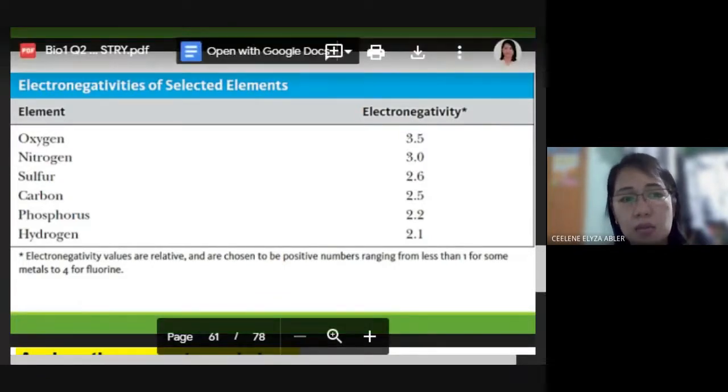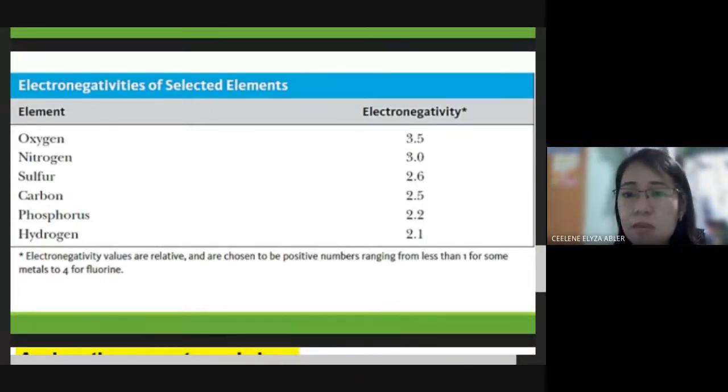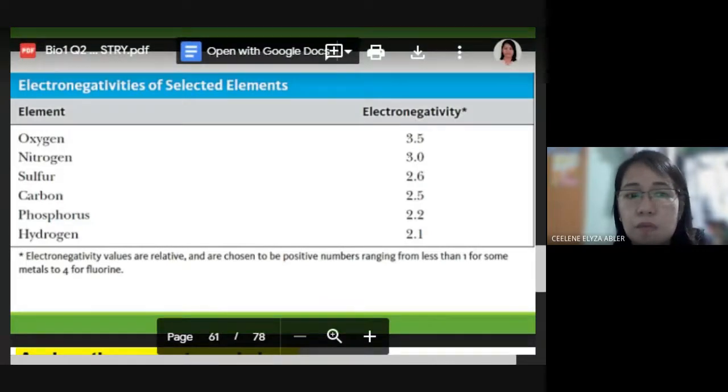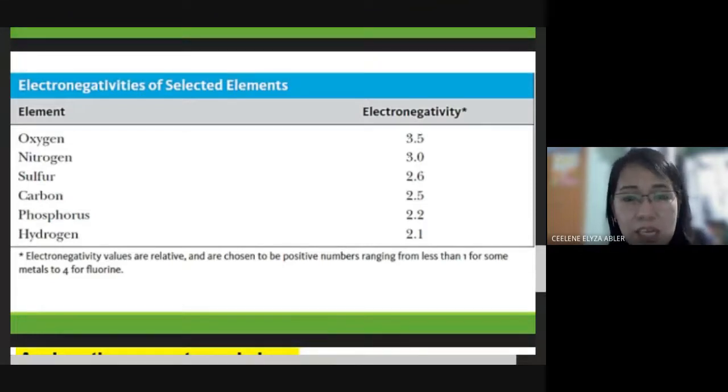So we have here the electronegativity value of some selected elements which are common in biological processes. So we have oxygen, nitrogen, sulfur, carbon, phosphorus, hydrogen. So the oxygen class, kaya siya highly reactive, kaya tayo may redox reactions, reduction, oxidation reactions. It's because it has a higher electronegativity value. Mataas ang kanyang electronegativity value. So palahingi siya ng electrons.